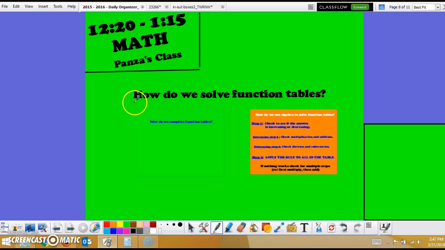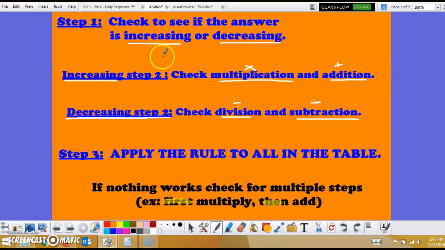Today in class we were focused on how we can solve function tables, and specifically I showed the students how to use algebra to solve for open-ended number sentences in function tables. Function tables are nothing more than input-output boxes, and here are the 3 steps that you can use to solve each equation for tonight's homework.